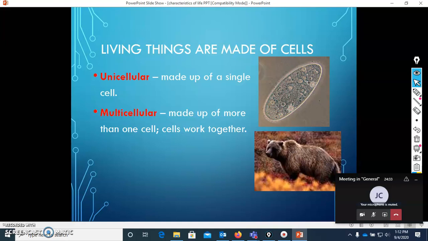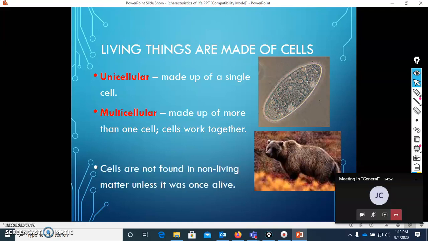For example, if you think of humans, we have brain cells and skin cells and muscle cells and eye cells, okay? Blood cells, bone cells. So tons of different cells doing jobs that are helping the organism function efficiently overall, okay? And cells are not going to be found in anything that was non-living, all right? Unless that matter was once alive. So if you have a dead organism, there would be cells in there, but they would no longer be living. However, if you have something that is abiotic or a non-living factor, then it's not going to have any cells in it, okay?